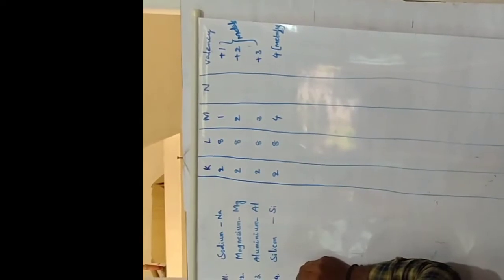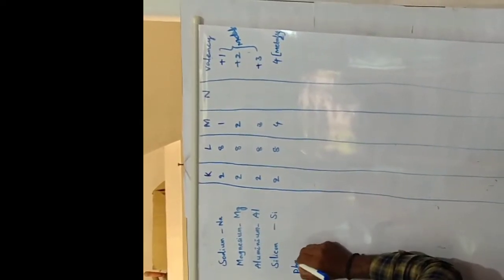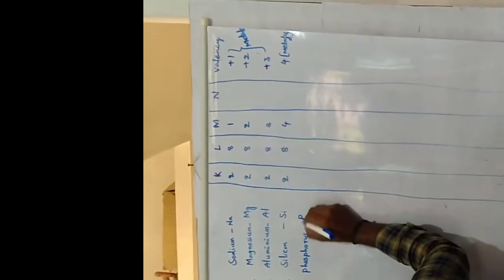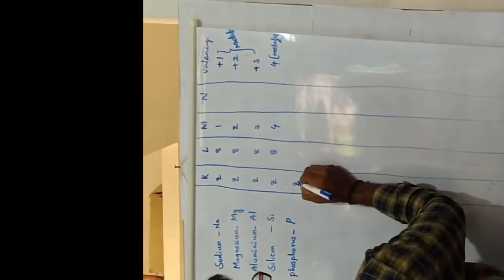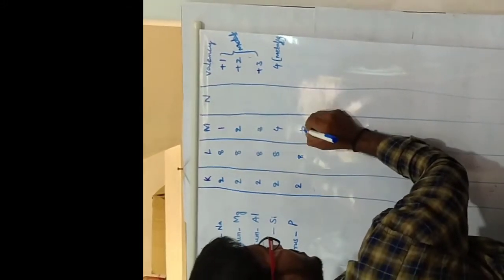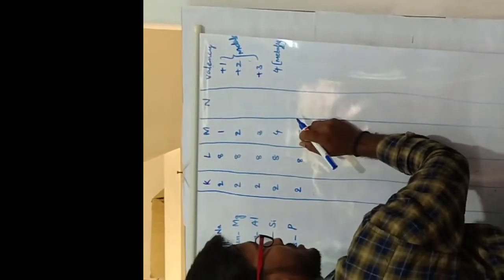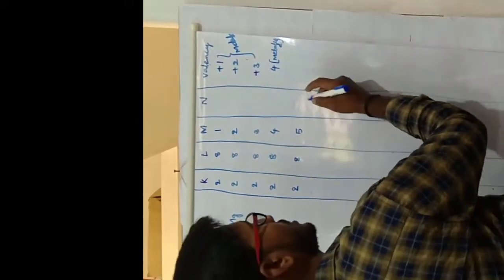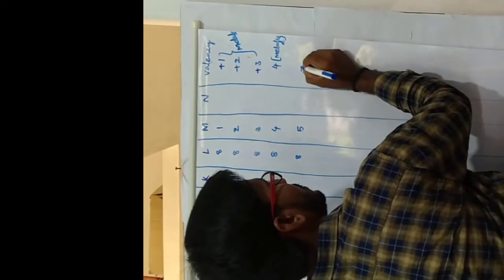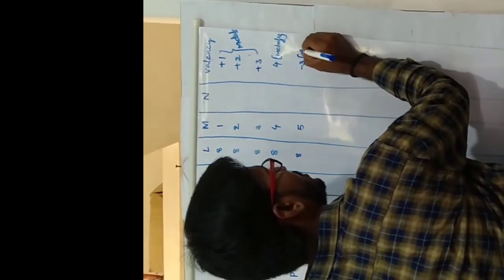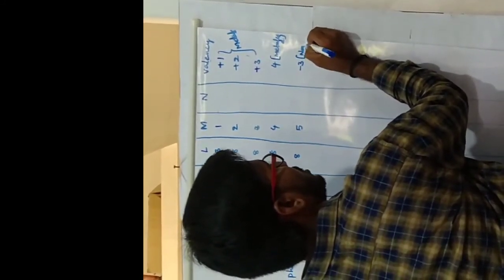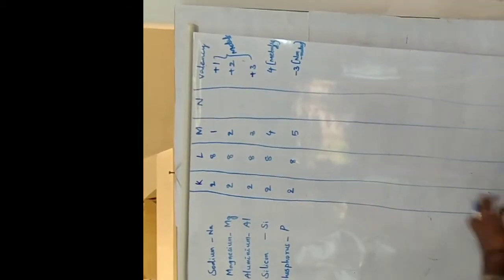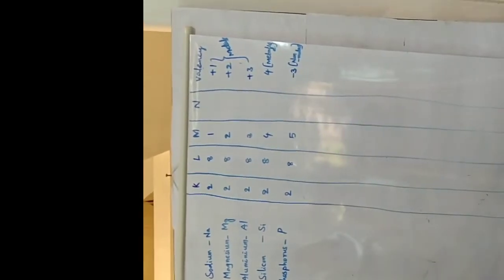And 15th one, phosphorus. Symbol of phosphorus P. Electronic configuration 2, 8, 5. So 5 means it is a non-metal. What is the formula for finding valency? 8 minus 5 means minus 3. It is a non-metal, belonging to 5th A group element. So valency is minus 3.